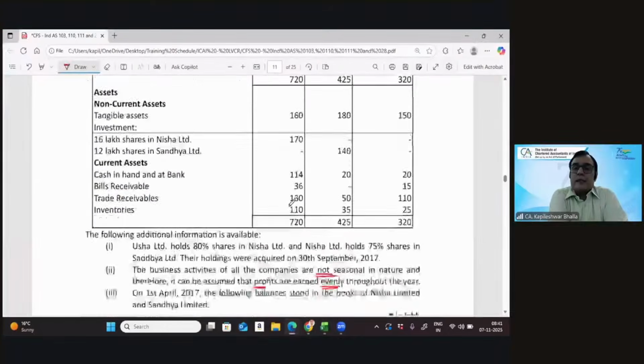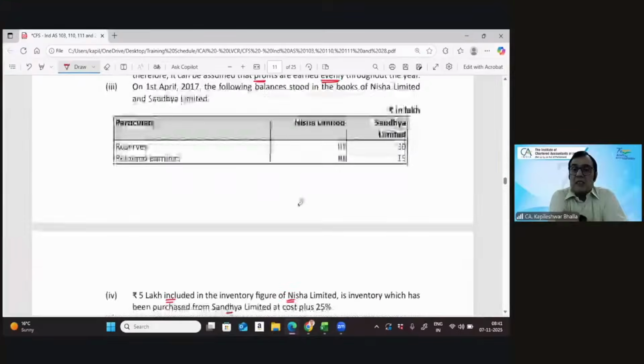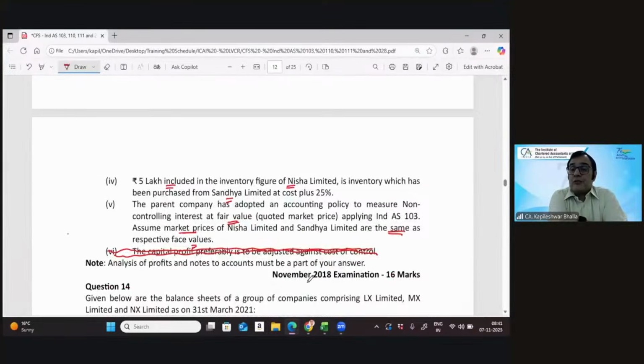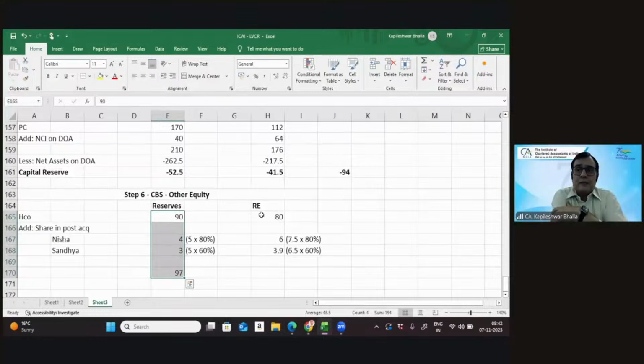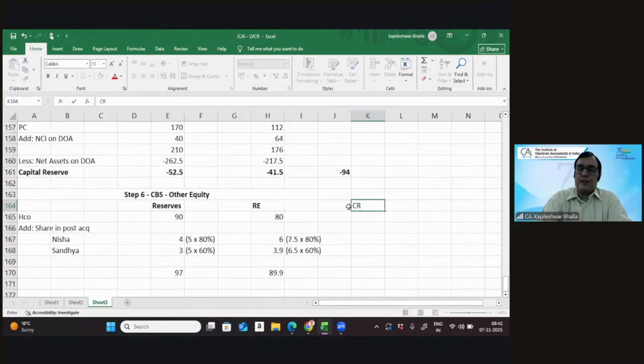So, was there any goodwill impairment? I don't think so. Was there any kind of stock reserve downstream? No. So, I think this is it. That's all that is done. Let's take the sum total. And you can do another thing as well, because this is the other equity. In the other equity, you can even show the capital reserve column, to the extent of 94, because this 94 is also a part of the other equity in the consolidated balance sheet.